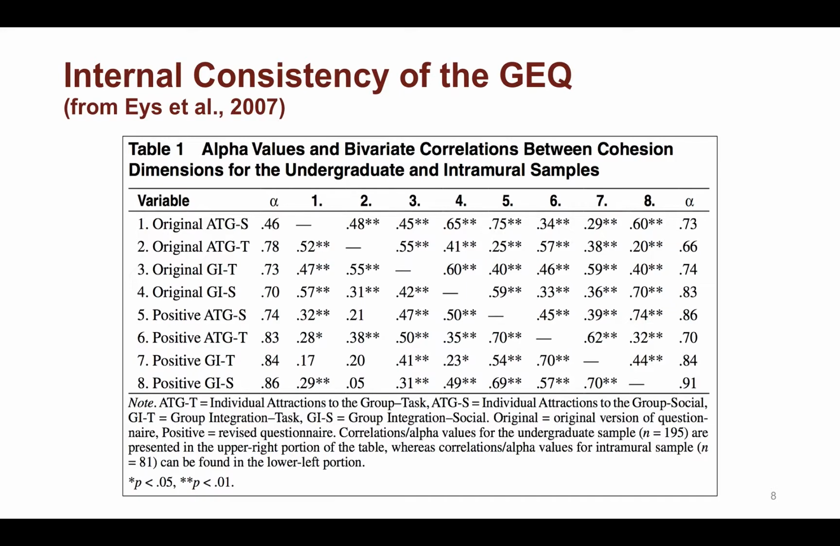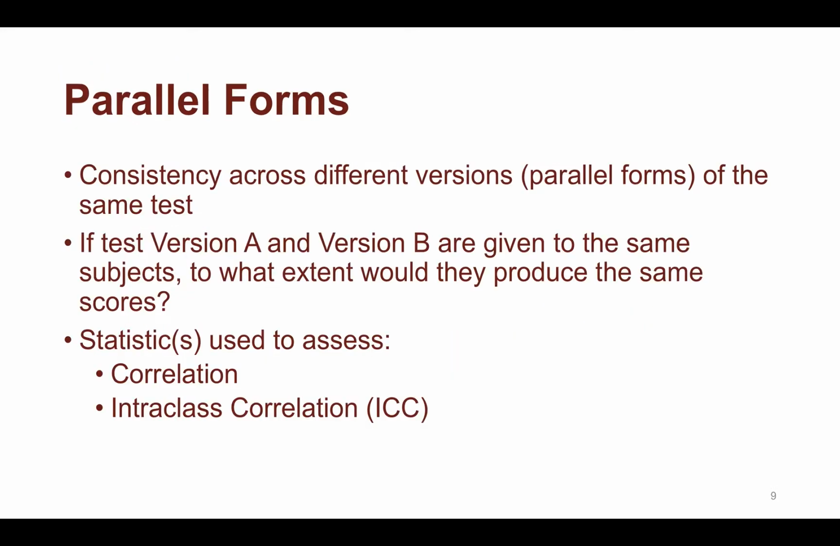This shows a correlation table, and it also has a column with the alpha values that I talked about on the last slide. So basically it's showing the different levels of internal consistency across these different sets of questionnaire items on the GEQ. We'll talk more about this in class.